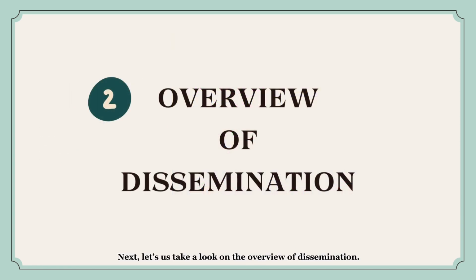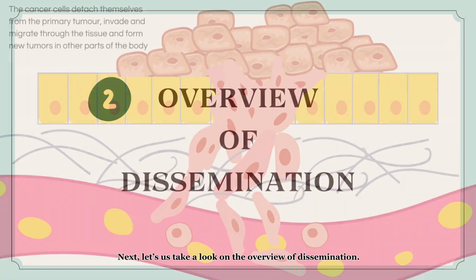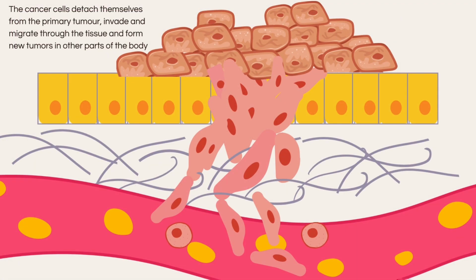Next, let us take a look at an overview of what dissemination is. It first begins with the cancer cells detaching themselves from the primary tumor, and then they invade and migrate through the adjacent tissue, which will form new tumors in other parts of the body.